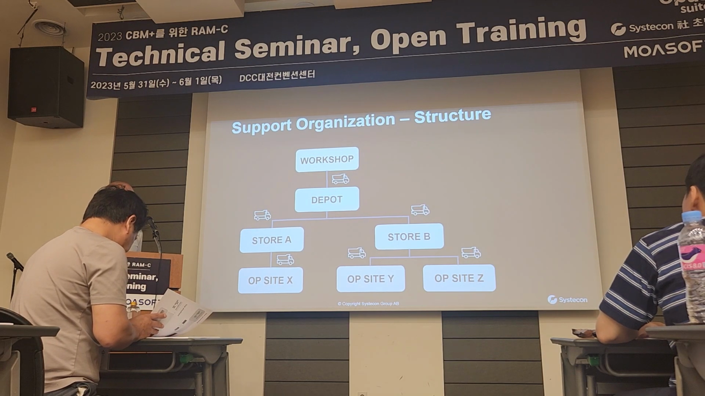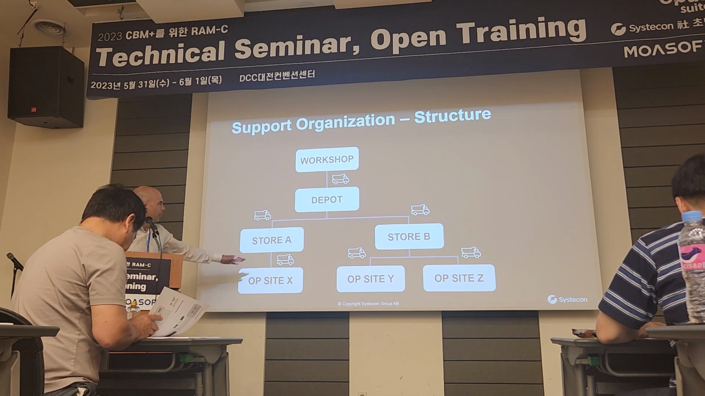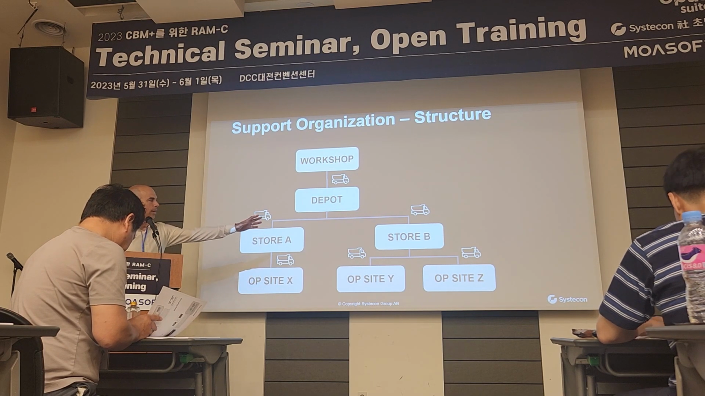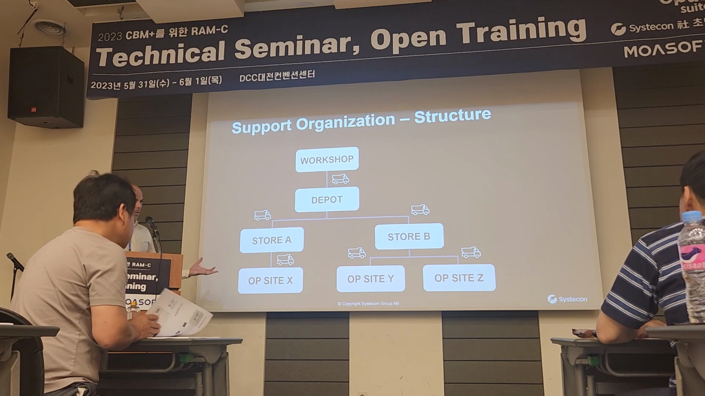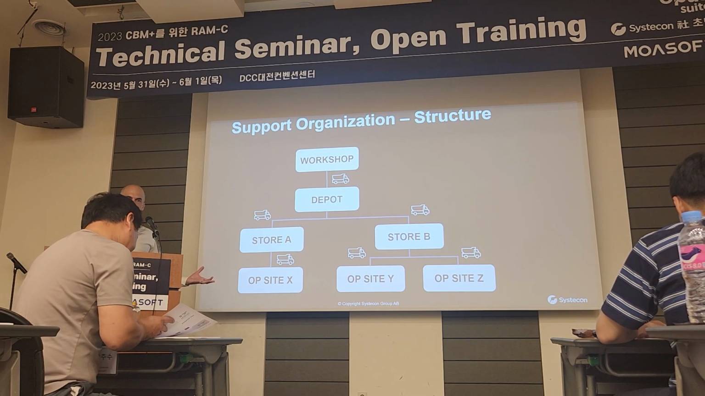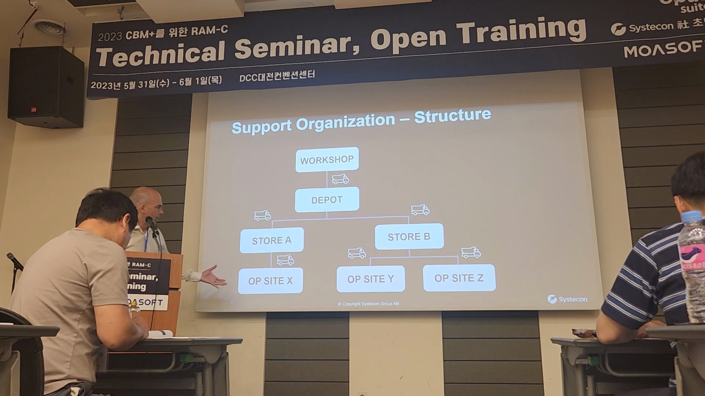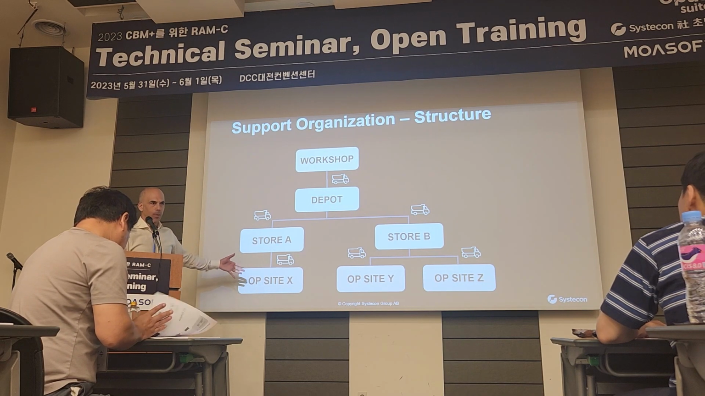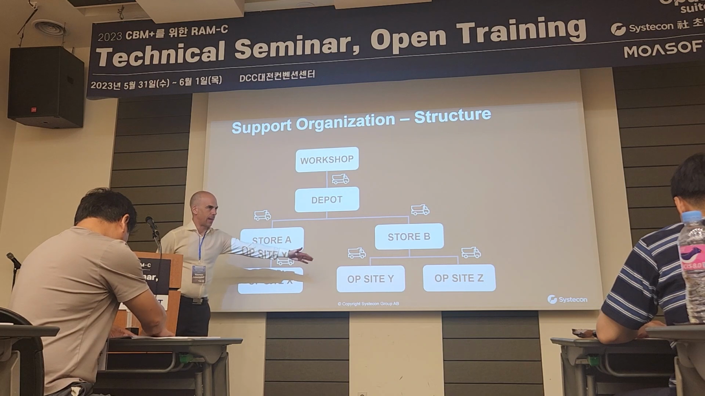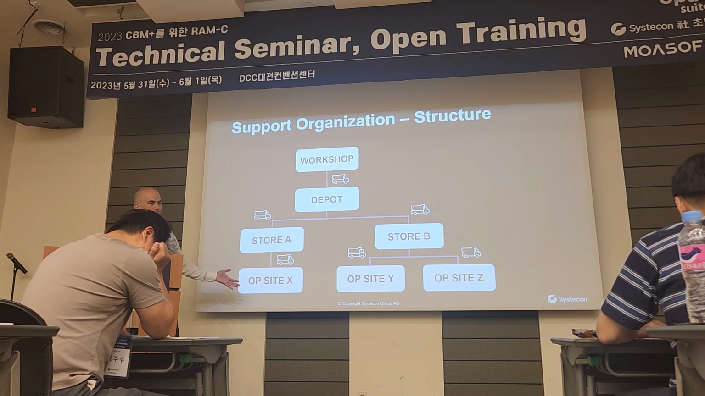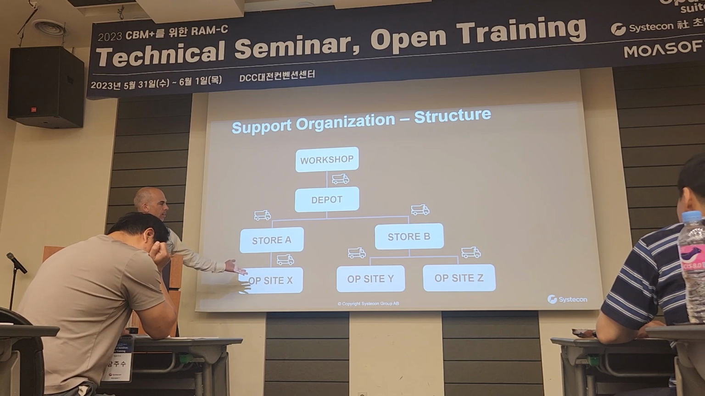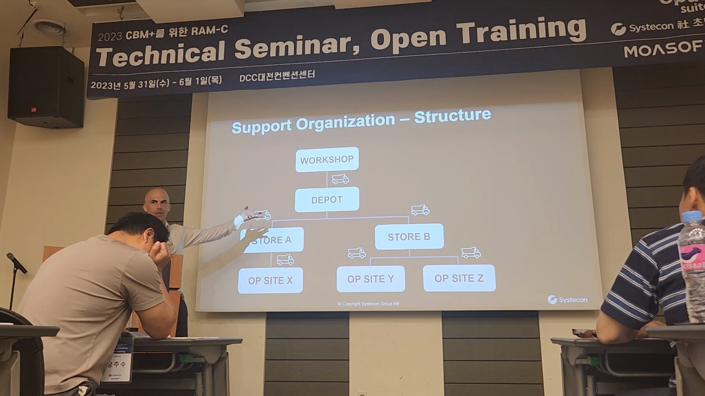What we also need to address in our support organization is the transportation time between all these entities. Because in the OPUS model, the flow of spare parts is such that the spare part demand is generated at the sites where you have systems in operation. And in an organization like that, the demand is propagating upwards.